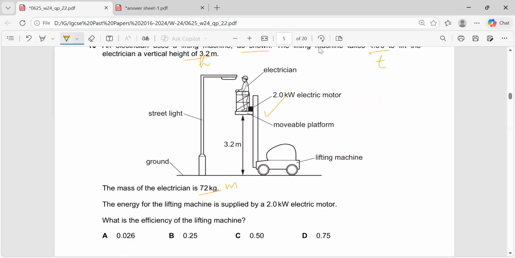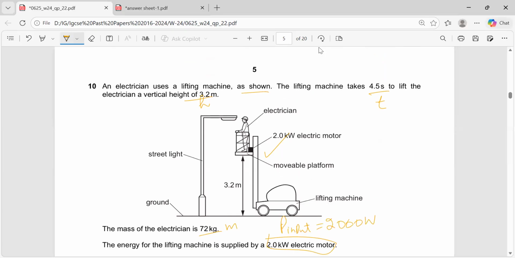The energy for lifting the machine is supplied by a 2 kilowatt electric motor. So it means 2 kilowatt energy supply. Don't be fooled by the word. Kilowatt or watt is the unit of power. So power input, input power is 2000 watt. Kilo means 1000. So what is the efficiency? Very simple. Let's calculate power output.